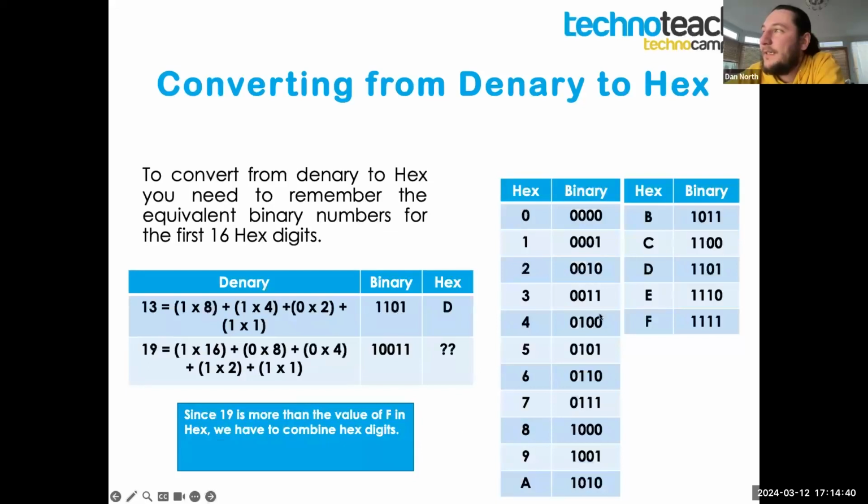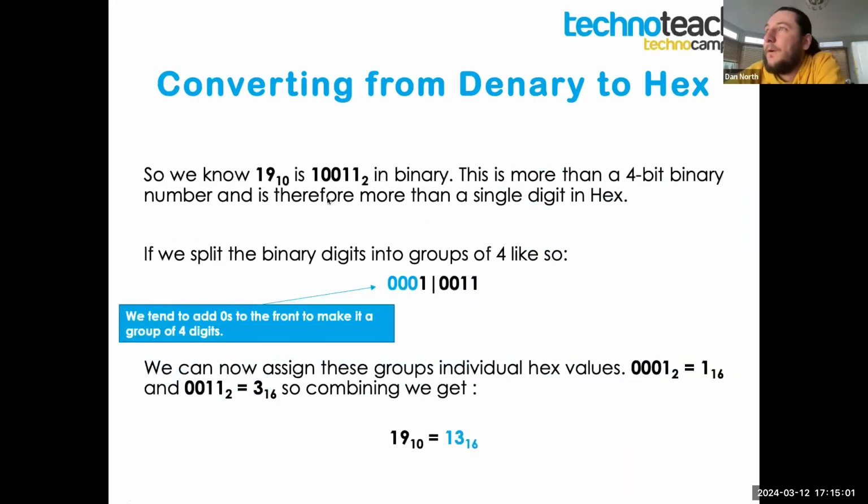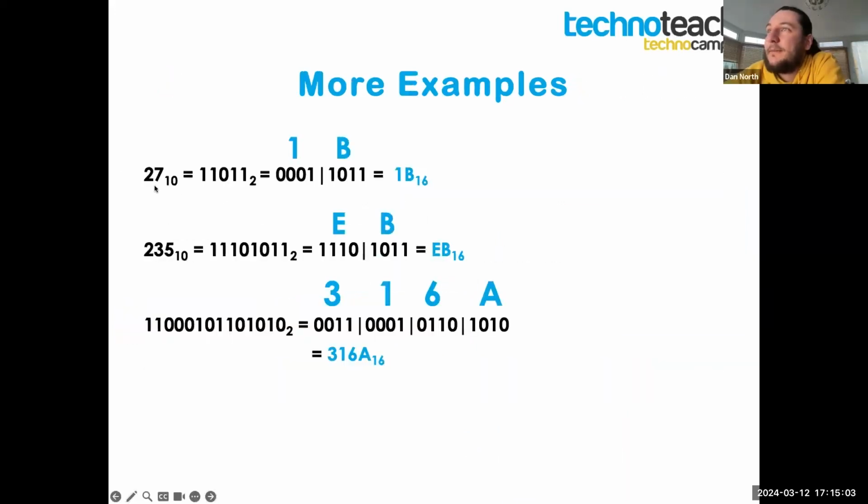So yeah, hopefully you can see how that works. We've got 0011 at the end, which is our 3. And then in front, we've just got a single 1. So 1, 3 hexadecimal is the same as 19 decimal. Okay. And we've got some more examples here.